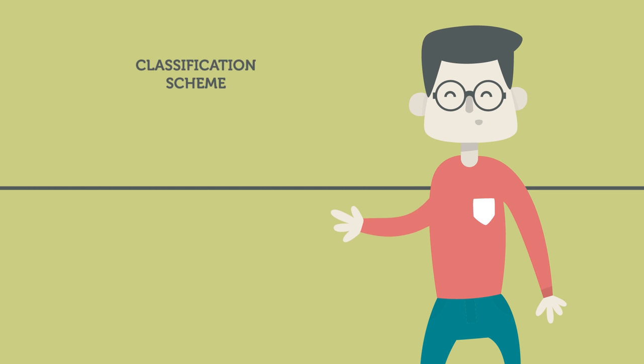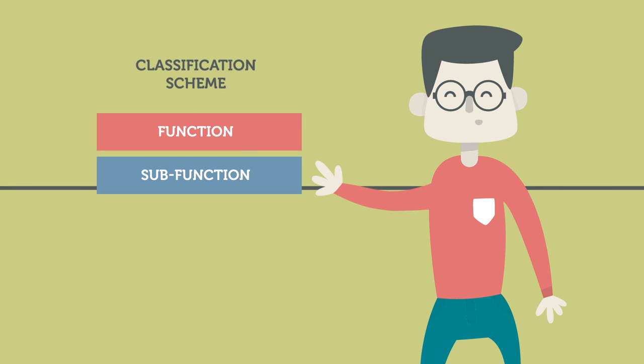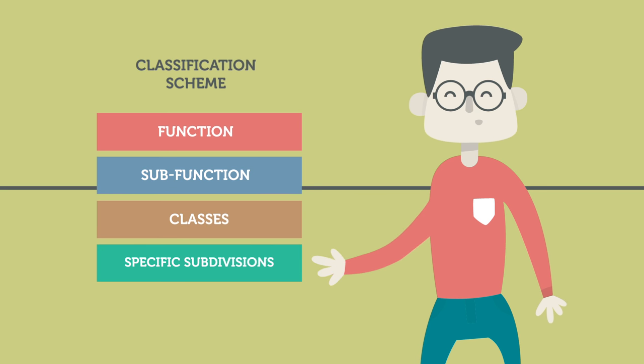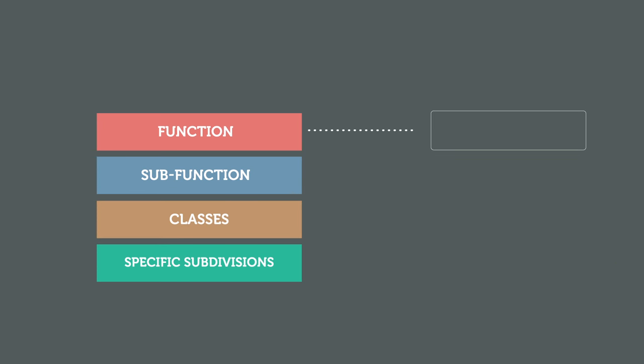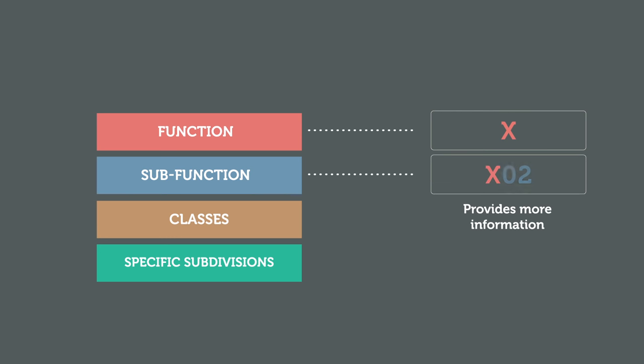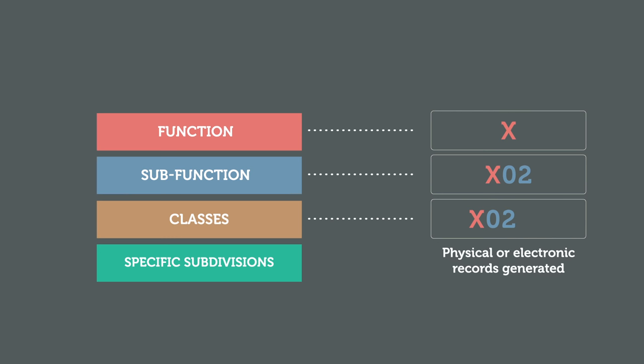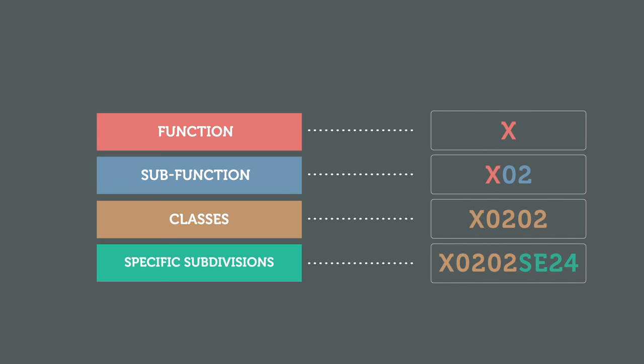The classification scheme includes the function, subfunction, classes, and specific subdivisions. The function refers to the organizational competencies and is represented with a letter of the alphabet. The subfunction provides more information regarding the function and is represented with two additional numbers. The class or classification code, which is what we're interested in, refers to the physical or electronic records generated through the functions and subfunctions. This is also represented with two numbers. Finally, specific subdivisions may be added when needed. This is supplementary information that, although not required, can make searching much easier.